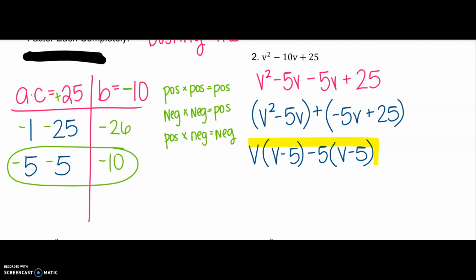Remember, like the last problem, when we get to this step, we have to take the GCF one more time. The GCF in this case is going to be the group, or the greatest common factor that shows up twice. In this expression, the greatest common factor that shows up twice is V minus 5, right here and right here. And I'm left, after I factor out V minus 5, with V minus 5 again.